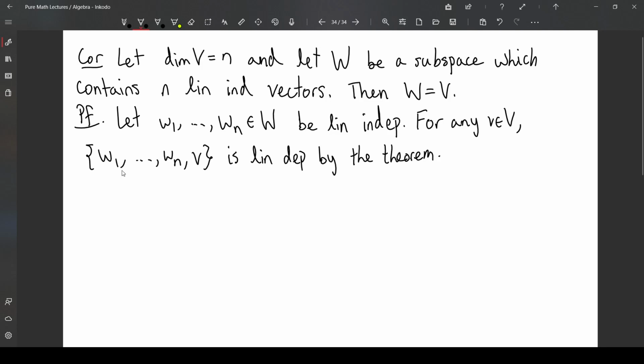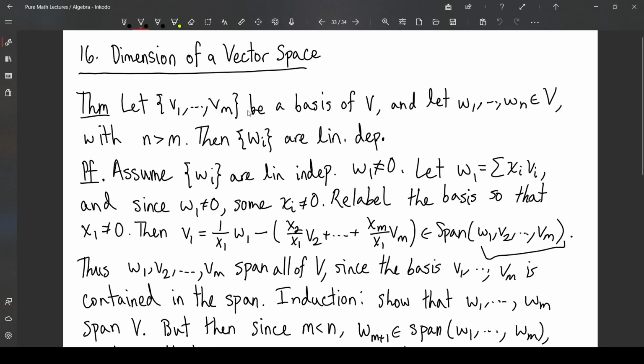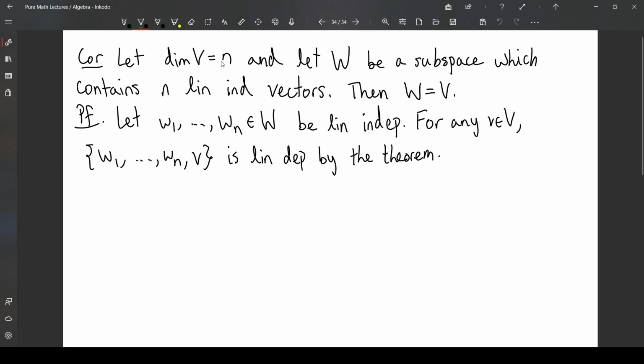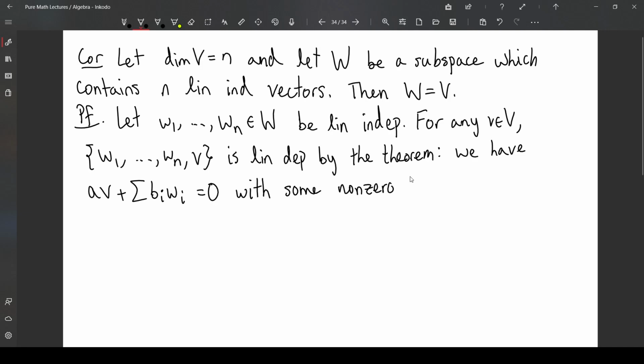So why is that? Well, this set has more than n elements, and the theorem here, we can now rephrase using the dimension. It's saying that if I have some number of elements, and the number exceeds the dimension, then those elements are linearly dependent. So since n is the dimension and I have n plus 1 elements, they have to be linearly dependent. So we have, say, Av plus, written as a linear combination, the sum of B sub I, W sub I, equal to 0, with some non-zero coefficient.